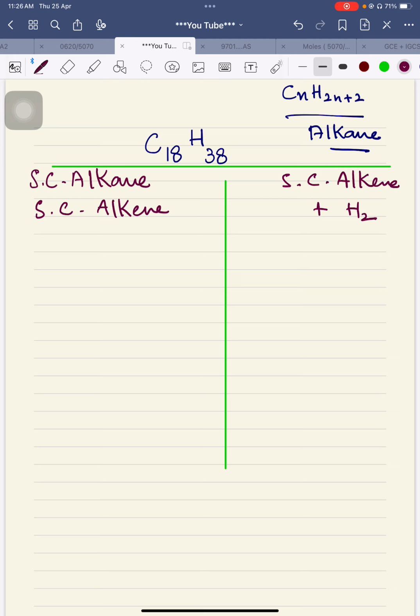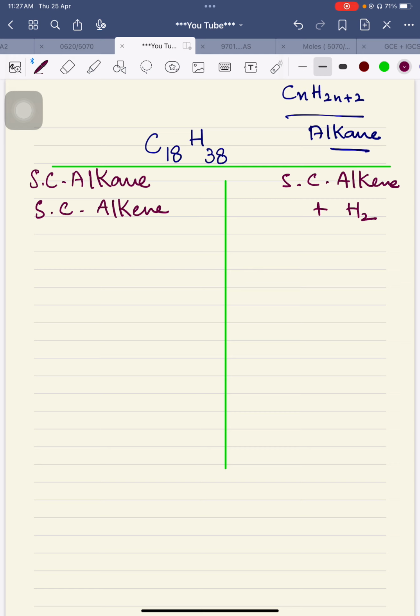Sometimes the examiner is not asking you to prepare a specific type of alkane or alkene. Sometimes the examiner gives you the leverage to make the compound on your own. In that case, every student in the class can make different compounds, and many of the answers can be considered correct. But remember this: while making different alkanes and alkenes, the carbon and hydrogen atoms should be equal on both sides, in reactants and products.